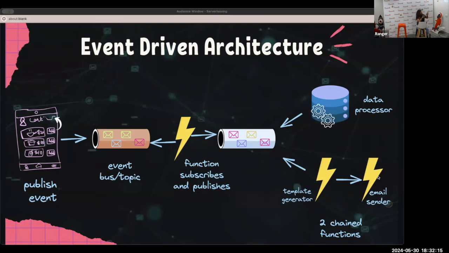And from there, there are two subscribers. One could be your data processor, which means you may want to process some data, store some data or do something with it, like what products are being added by customers. Or it could be subscribed by the template generator function, and then you can chain that template function with the email sender function. So you can mix and match. Isn't that cool? So basically, communication is done by publishing and consuming events.